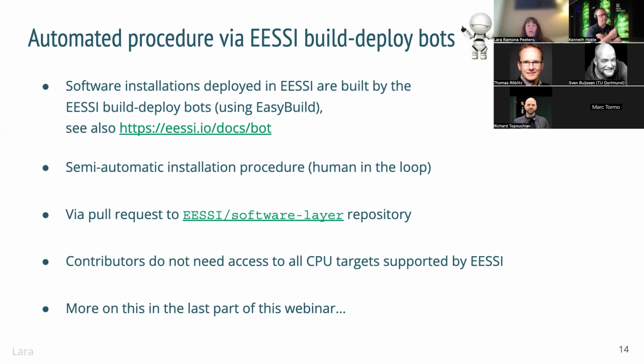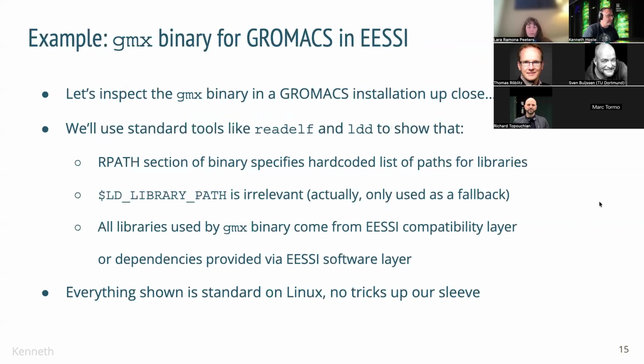If you want to contribute to Easy and you don't have access to all the CPU targets, this is not necessary. We will help you if there is trouble on certain CPU targets where you don't have access, to get that software also deployed in Easy. But we'll talk more on this later in the webinar. I will leave it to take a closer look at GROMACS and all the stuff that we do to make Easy portable.